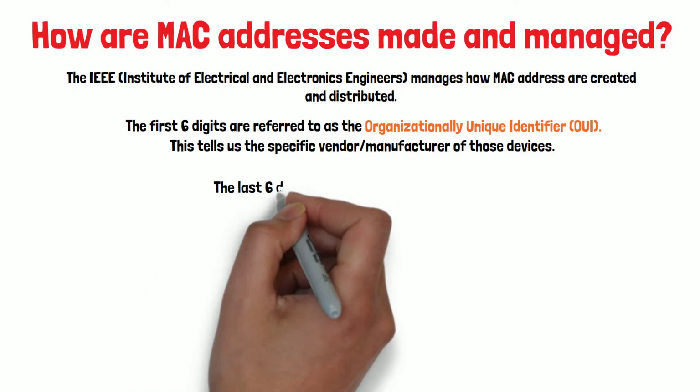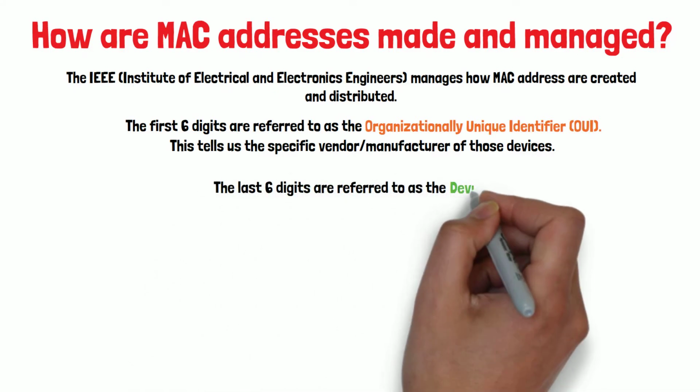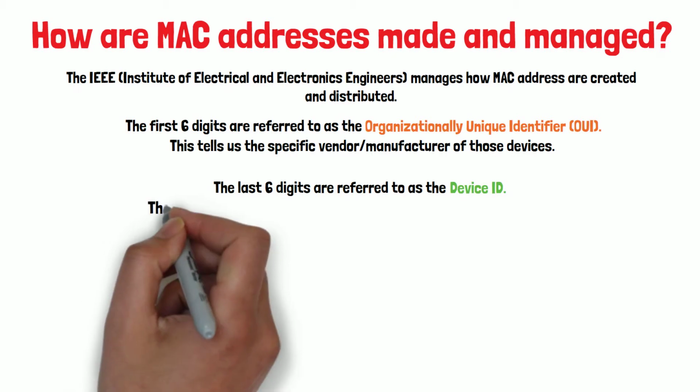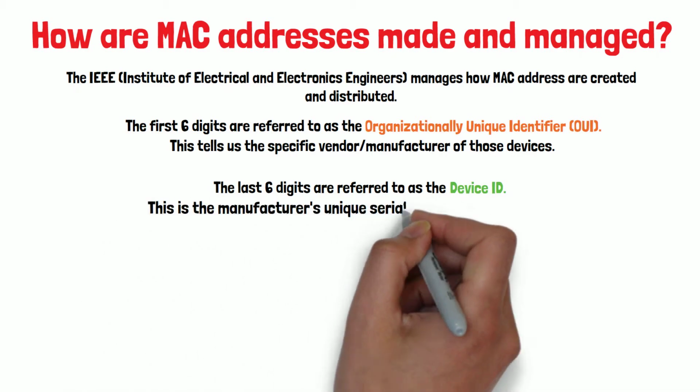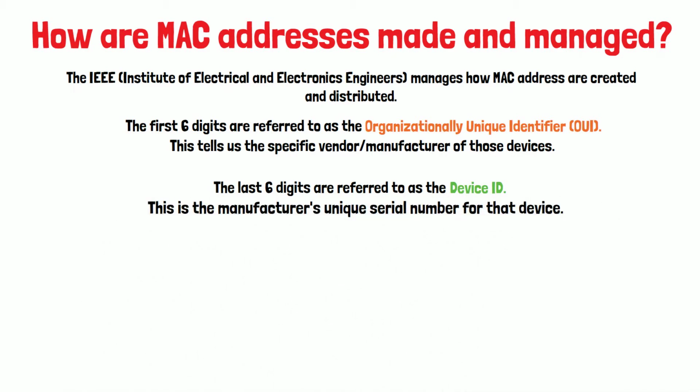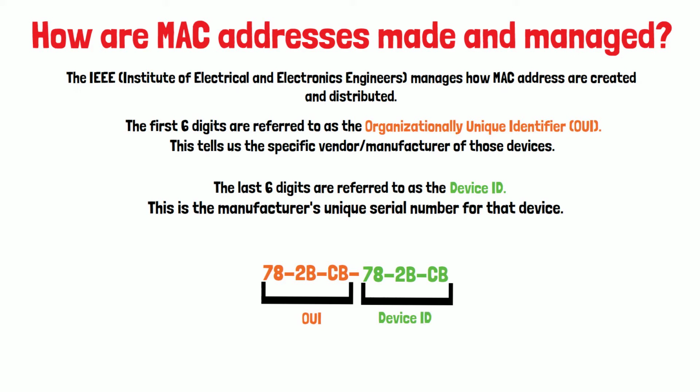The last 6 digits are referred to as the device ID. This is the manufacturer's unique serial number for that device, or better yet, for the network interface card on that device. So if we look at this example MAC address below, we can see the orange section is going to be the OUI, and the green section is going to be the device ID. So just as a fun fact, there are actually over 281 trillion possible MAC addresses.